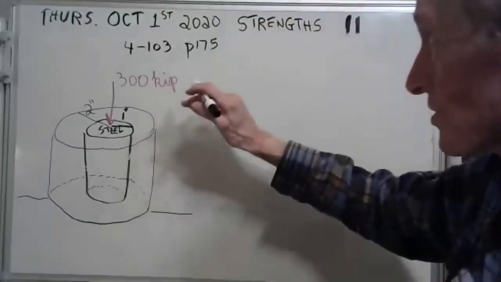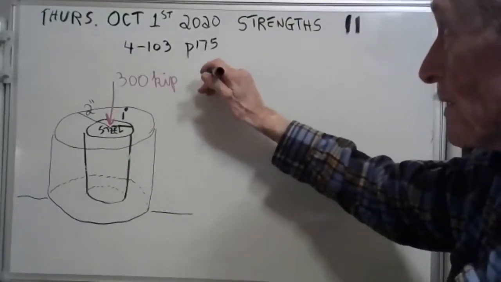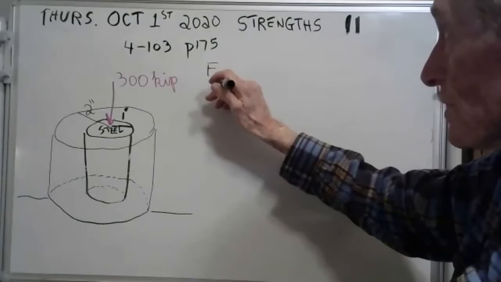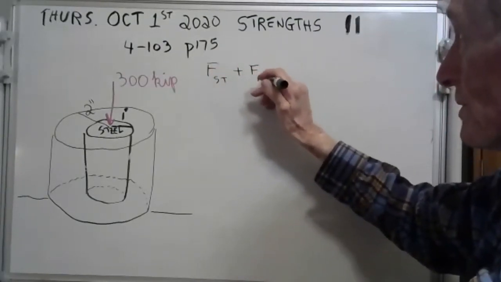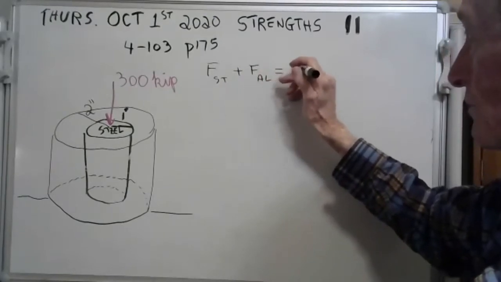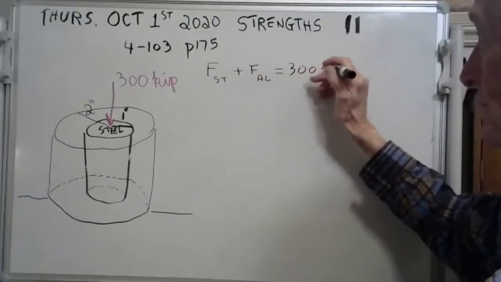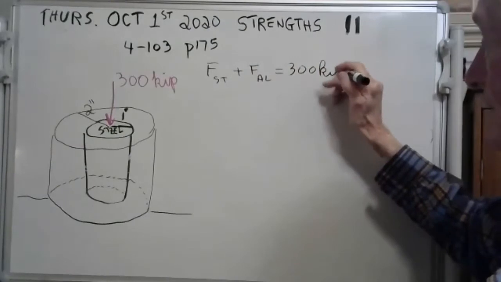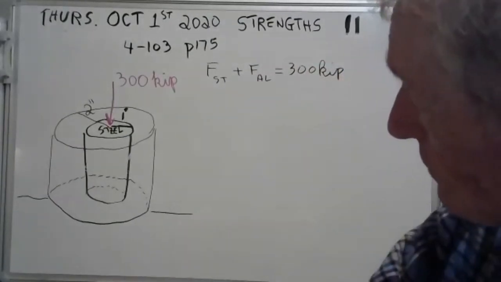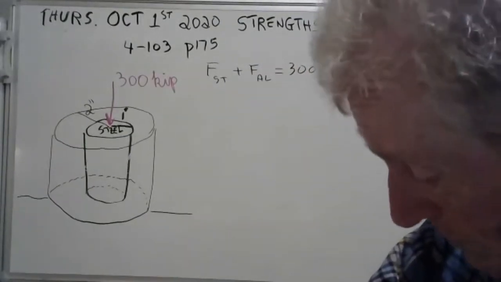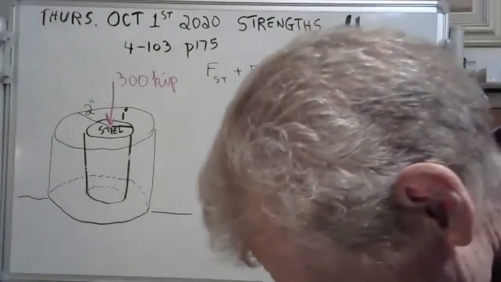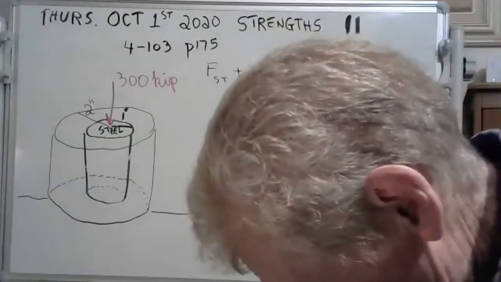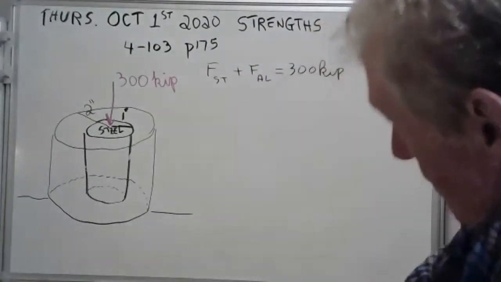And here's our static equation. The force of the steel plus the force of the aluminum will equal 300 kips. That's your static equation, but you can't solve it. We have no idea what they are. We're going to find out, though. Did I get that right? Yeah, everything's right.